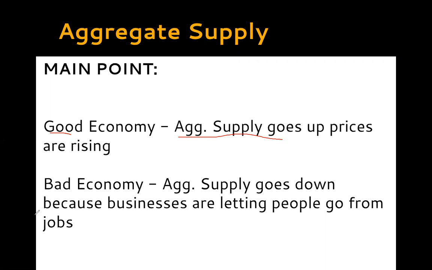Now, in a bad economy, aggregate supply is going to go down because businesses are letting people go from jobs. When the economy goes down, there's less supply out there. Fewer people are working, fewer things are being made, ultimately because fewer things are being bought.